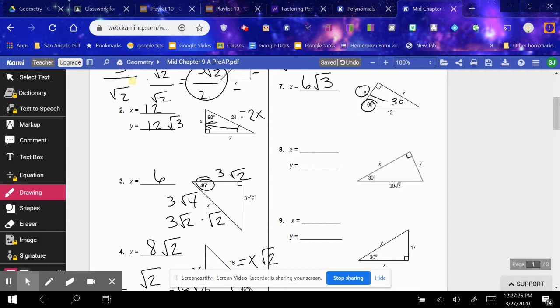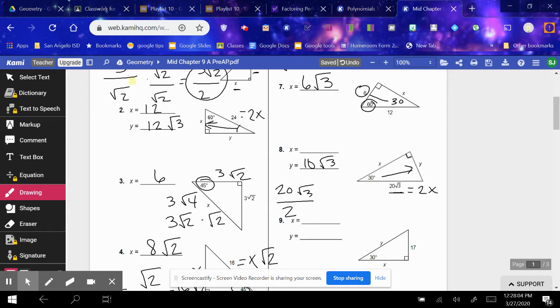Okay, number 8, 30. That tells us it's a 30, 60, 90 triangle, and our y is the short side. So to find the short side, we know the hypotenuse. The hypotenuse is 2x, right? So we have to take our hypotenuse and divide by 2 to find our y. So then you simplify by dividing 20 and 2 to get 10 and keep your square root of 3.